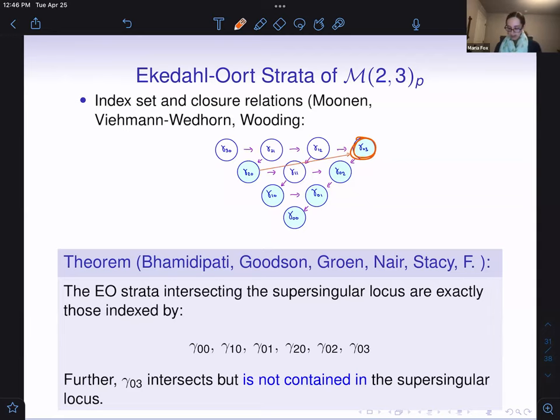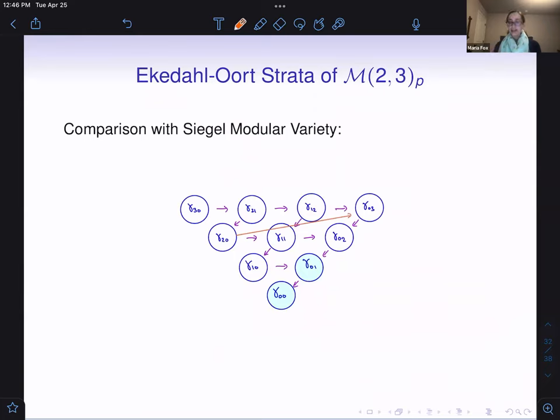What I like about this project is that the techniques are quite concrete, but we need different concrete techniques to prove that each of these strata intersect the supersingular locus. So for example, these two Ekedahl-Oort strata will intersect the supersingular locus. And the way we do that is by comparing our unitary Shimura variety to the Siegel modular variety. So let's see, say this one, this is just the index and it corresponds to some finite group scheme with action and polarization. And it cuts out a stratum, those points whose p-torsion is isomorphic to this thing.